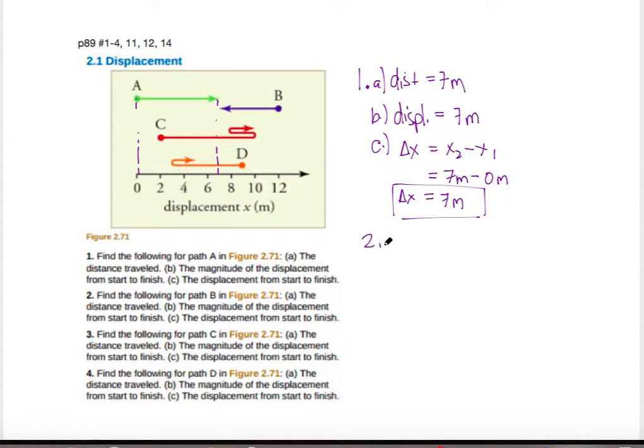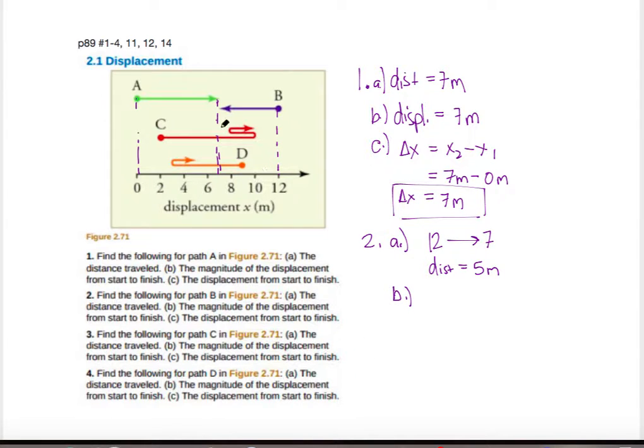For number 2, I'm looking at arrow B, which is this purple arrow. So I'll leave this line here that I sketched about the 7, but B starts at the 12 mark. So the distance I can easily see, I go from 12 down to 7. So I'm going from 12 to 7. My distance traveled is just going to be 5 meters. Doesn't matter which way I go, just matters how far I go.